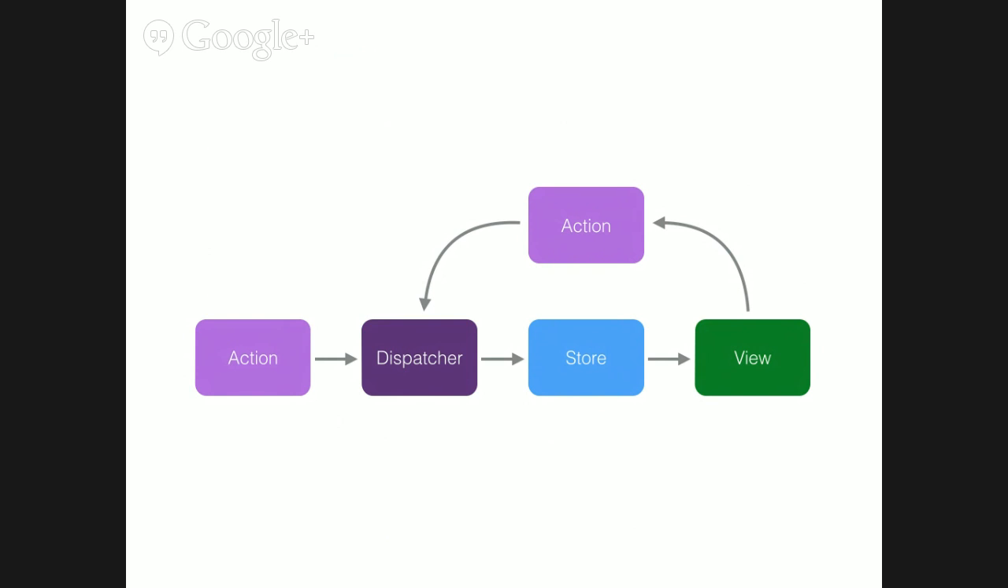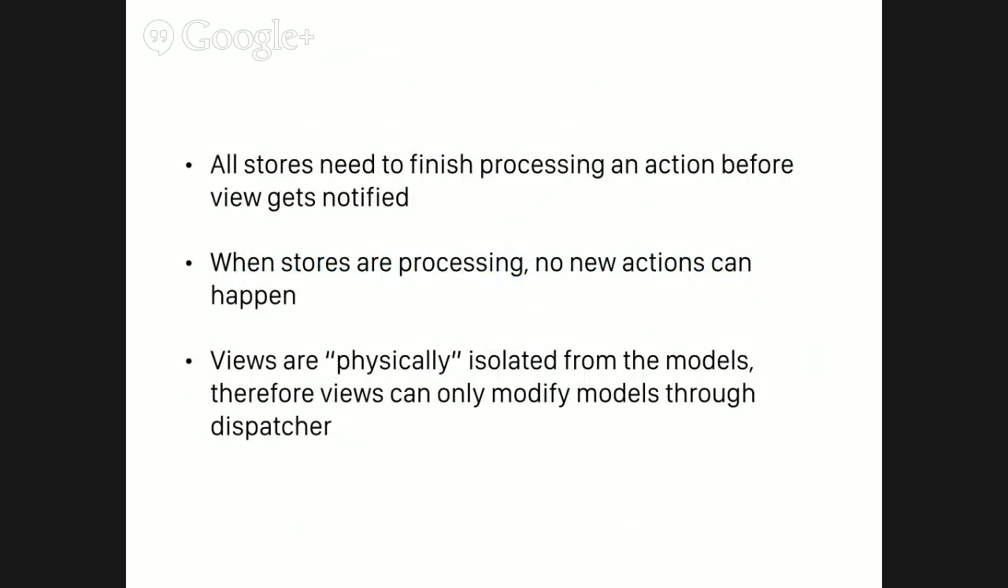So the view cannot force it, and the store can reject that. The store can say, I'm processing something else, and I can't handle this right now. And the view cannot force the store to do anything because it does not have that path to go there. It cannot even see those functions. So because of that, views are physically isolated from the models, and that helps prevent the cascading problem again.